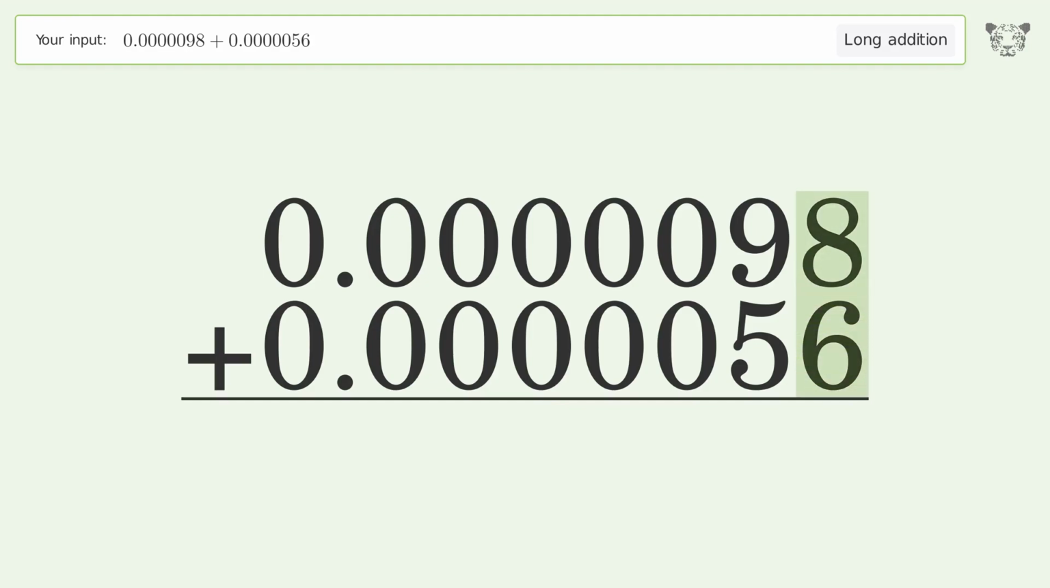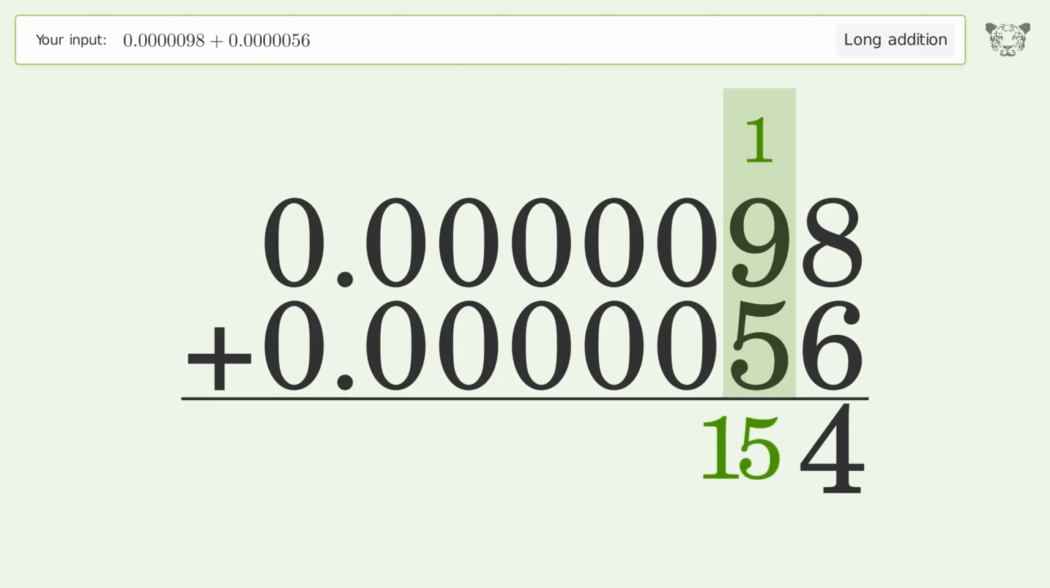8 plus 6 equals 14. Carry 1 to the millionths place. 1 plus 9 plus 5 equals 15. Carry 1 to the 100,000ths place. 1 plus 0 equals 1.